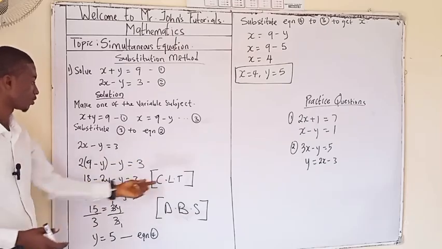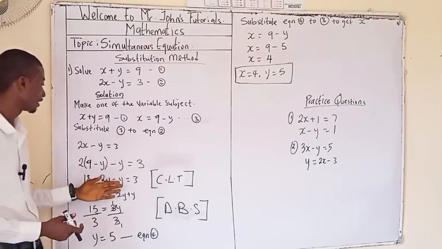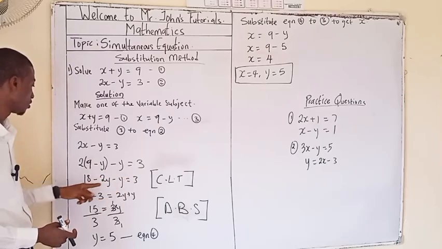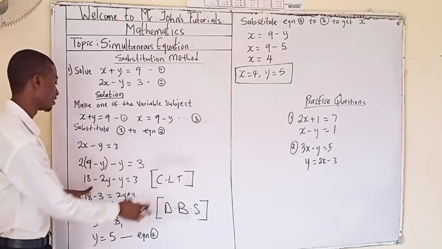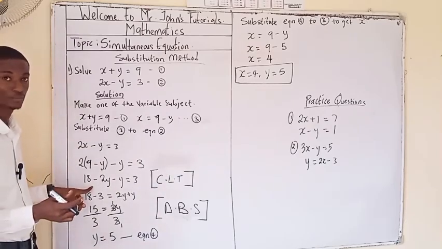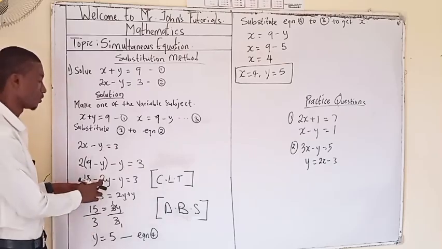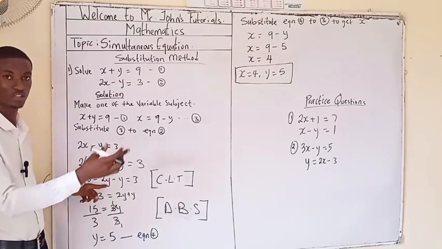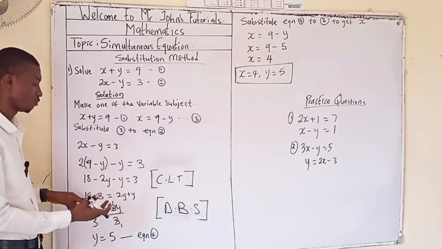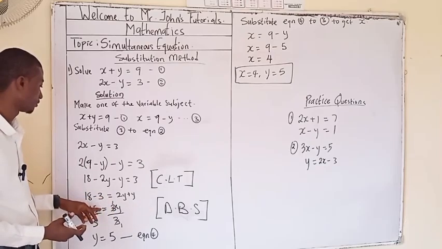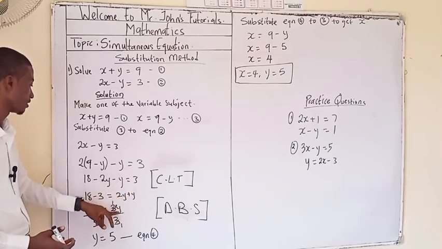So what are we going to do? We collect like terms. That's the meaning of this CLT, collect like terms. So when we collect like terms, 3 is going to come over to the other side, and minus 2y and minus y are going to go over the equality sign. And so when they cross over the equality sign, we all know that it becomes positive. If a negative number crosses the equality sign, it becomes positive. So 18 minus 3, we're going to have 15, and then 2y plus y, we're going to have 3y.